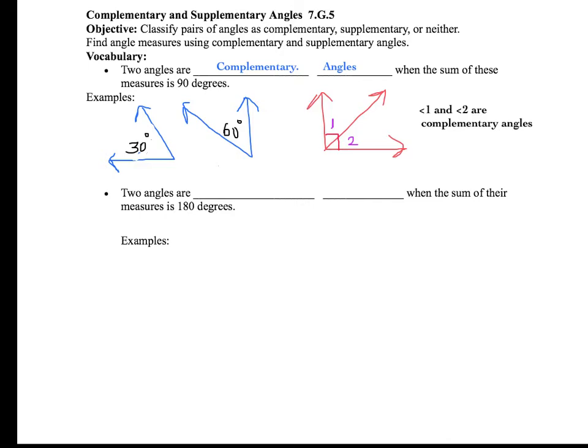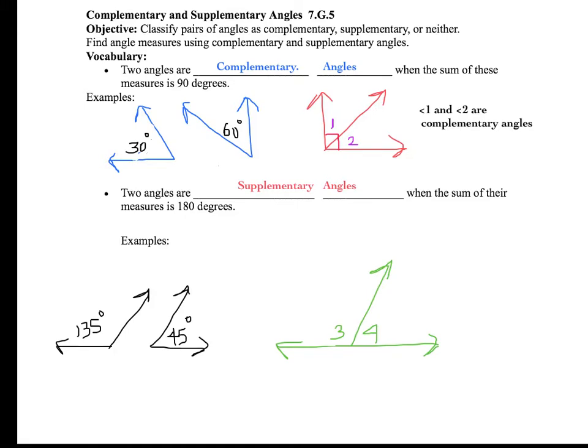Okay, the next vocab part says two angles are blank when the sum of their measures is 180 degrees. This here would be supplementary angles. Okay, so two angles are supplementary angles when the sum of their measures is 180 degrees. So looking at our two examples, example 1, we have two angles, one measuring 135 degrees and the other one being 45 degrees. Together, when I add those two up, I get 180 degrees. Two angles whose sum, which means to add, is 180 degrees are considered supplementary angles.